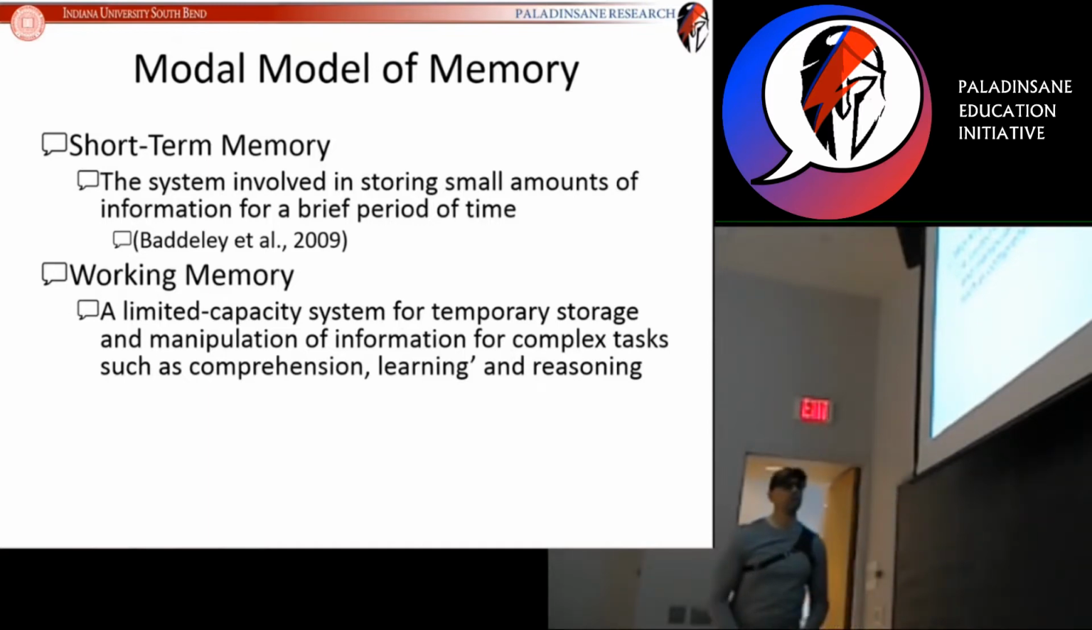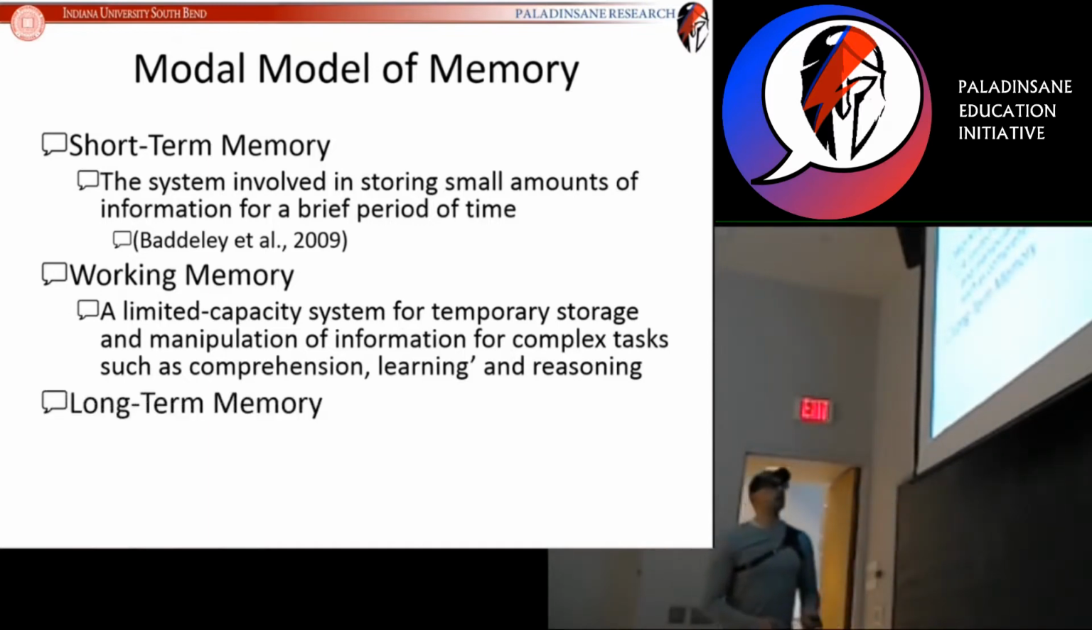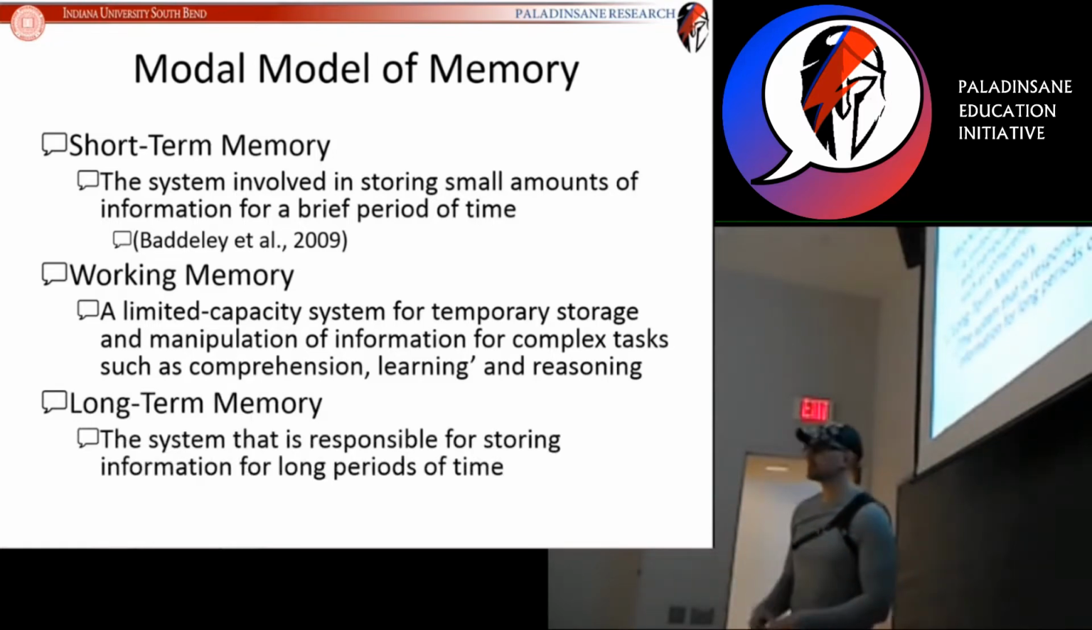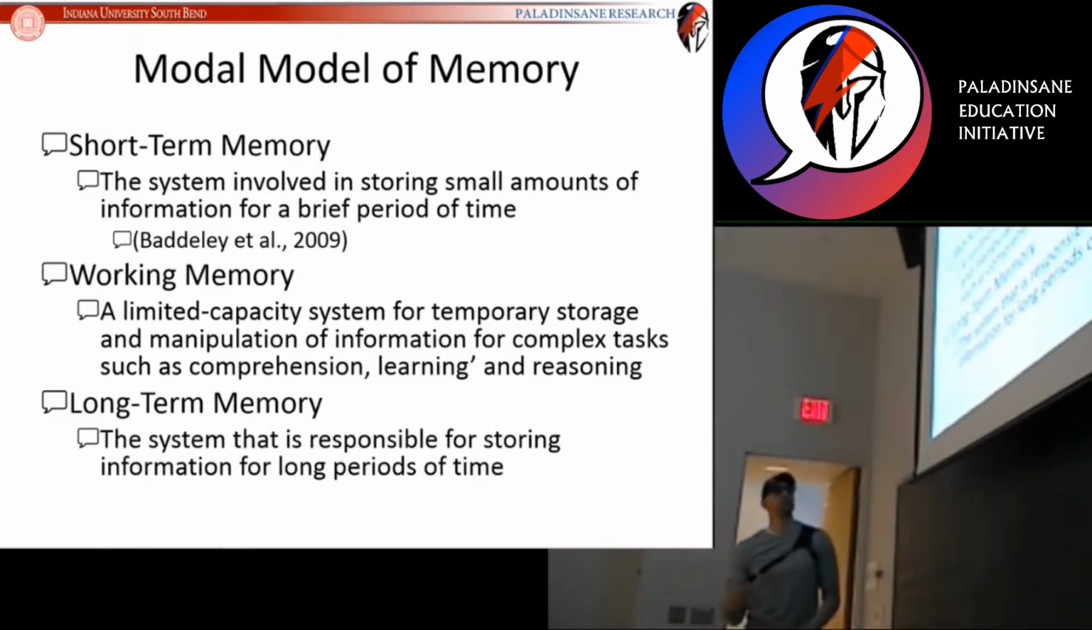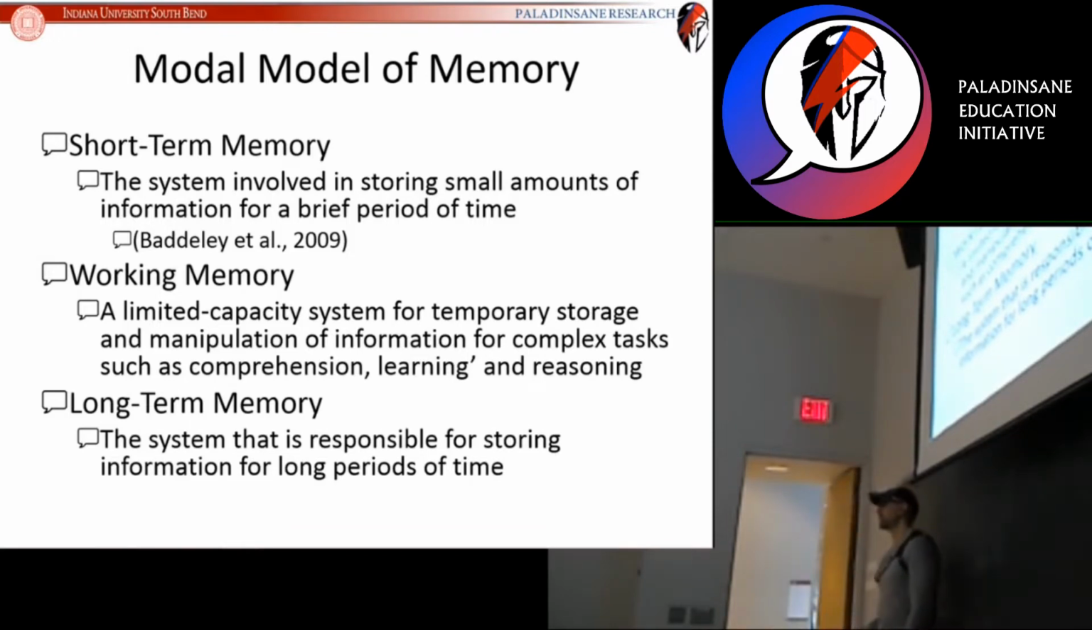And then the last one we have is long-term memory, and that is the system responsible for storing information for long periods of time. So if somebody ever asks you about your best Christmas ever, that's probably a memory that's stored in long-term memory. If you bring up something where you're like, oh, I remember when I was 6 years old, and I really wanted this one toy, and I thought it was sold out, but then Christmas morning, there it was. That's your long-term memory. You're bringing something back from a long time ago.